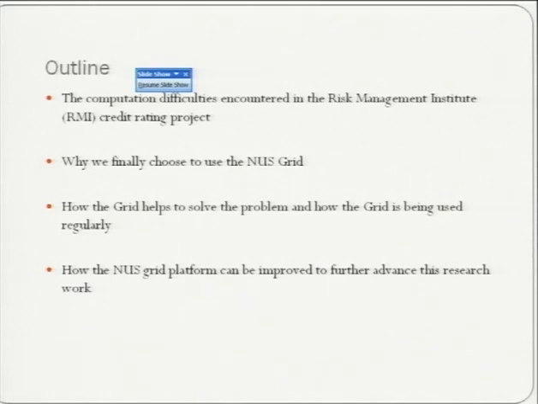Firstly, I'd like to talk about the computation difficulties we encountered in the Risk Management Institute Credit Rating project. And then I will discuss why we finally chose to use the NUS Grid, how the grid helps to solve the problem, and how the grid is being used regularly. And finally, based on my personal experience in using the grid, I'd like to give some suggestions on how the NUS Grid platform can be improved to further advance our research work.